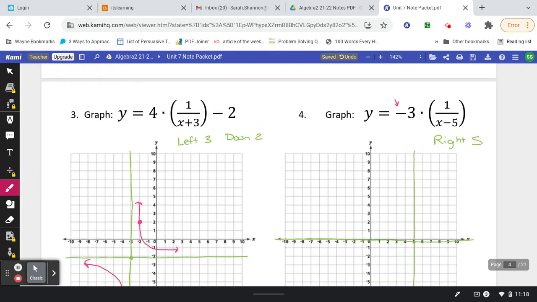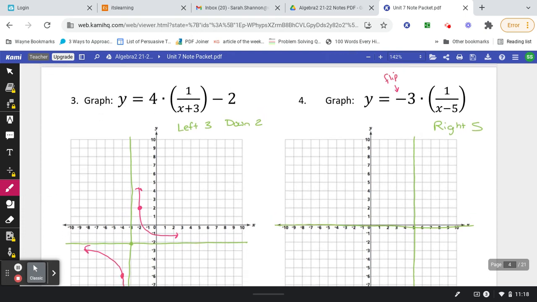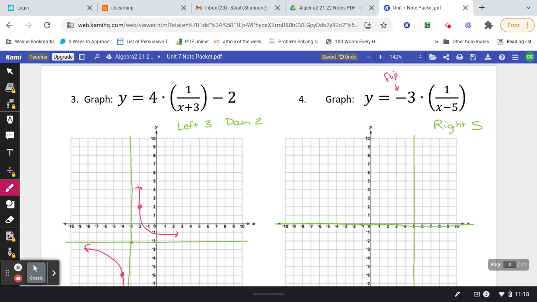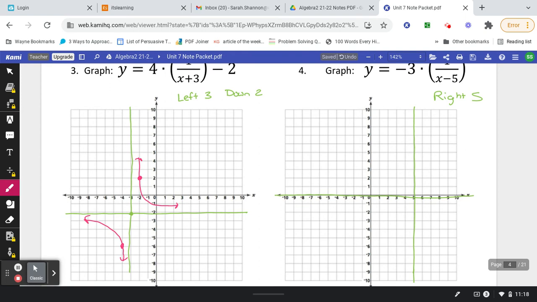Remember, the negative right there is going to flip it. So instead of being in the top right corner and bottom left, we're going to flip it to those opposite corners. We're going to have one down here in the bottom right, down 1, 2, 3, and 1, 2, 3. So notice that's 3 points up and 3 points down from where your line was. Graph.